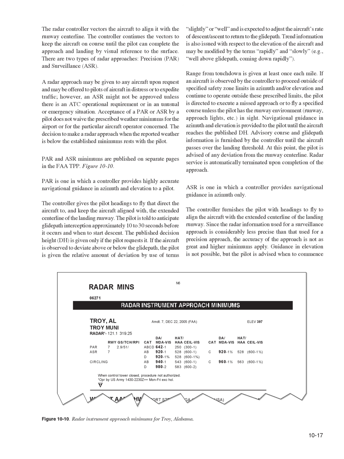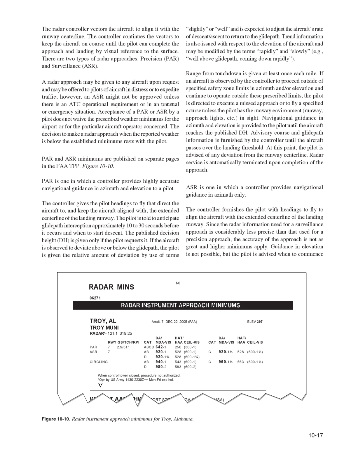ASR is one in which a controller provides navigational guidance in azimuth only. The controller furnishes the pilot with headings to fly to align the aircraft with the extended centerline of the landing runway. Since the radar information used for a surveillance approach is considerably less precise than that used for a precision approach, the accuracy of the approach is not as great and higher minimums apply.